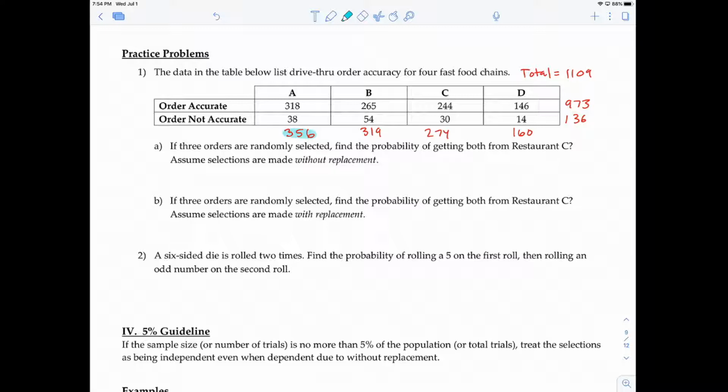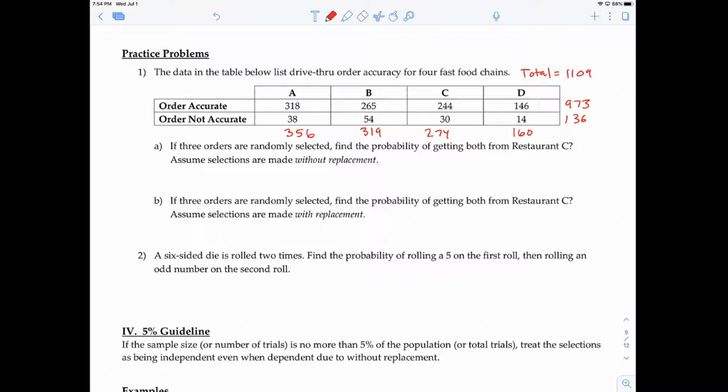And if you add up all the orders from each of the restaurants, you get a total of 1109. Similarly, if we go across, this is the total number of accurate orders, and this is the total number of inaccurate orders. And if you also add those two up, the 973 plus the 136, you get the total number of orders as well.